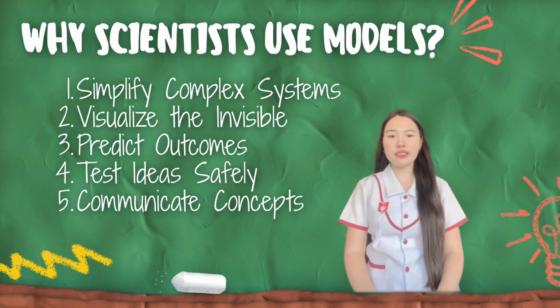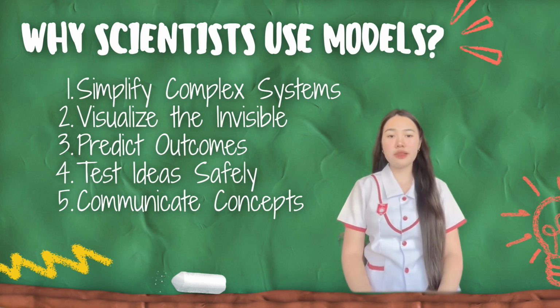So why do scientists use models? There are 5 main reasons. First is to simplify complex systems. Some systems like the human circulatory system and the solar system are too complicated to fully observe or experiment. With models, it is easier to understand the key parts and relationships.